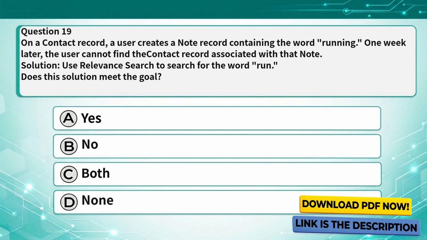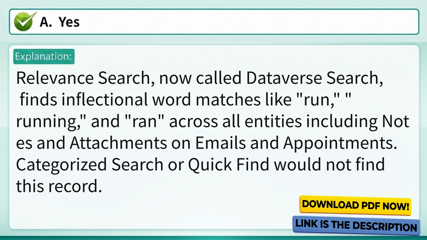Question 19. On a contact record, a user creates a note record containing the word running. 1 week later, the user cannot find the contact record associated with that note. Solution. Use Relevance search to search for the word run. Does this solution meet the goal? A. Yes. B. No. C. Both. D. None. Correct answer, A.